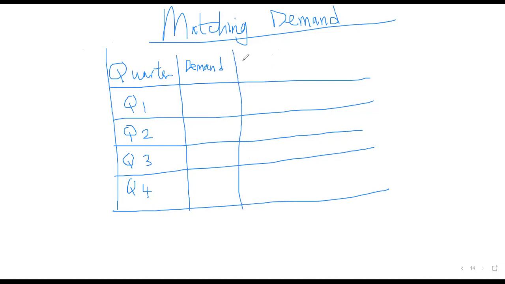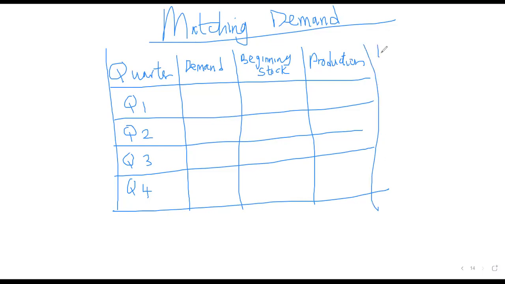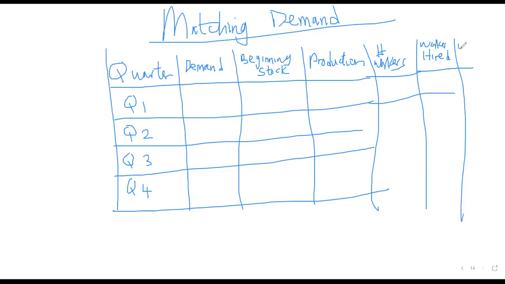Then we can go for our beginning stock. So beginning stock, we have our production, then we have number of workers, workers hired, then workers laid off. So this is about what we have here.